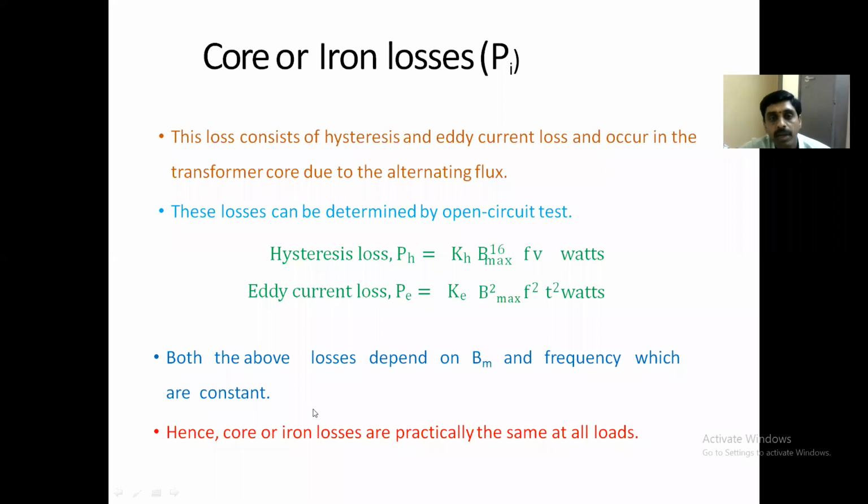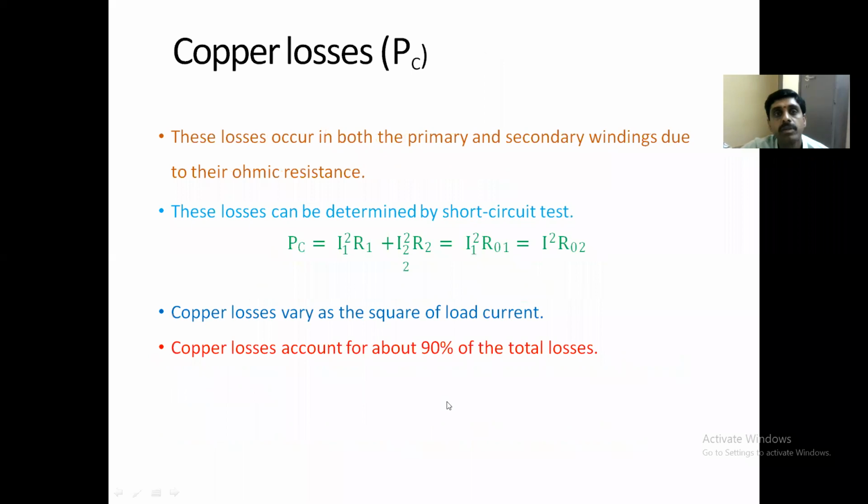Okay, and both the losses combined together are the core or iron loss. So coming to the copper loss, we can write the copper loss as, as you have already seen in the problem, I1 square R1 plus I2 square R2. That is equal to, on the equivalent side, I1 square R01 or I2 square R02. Like that, you can write the copper loss. This copper loss is about 90% of the total losses, and the remaining losses are only 10%. Maximum losses are due to this copper loss.